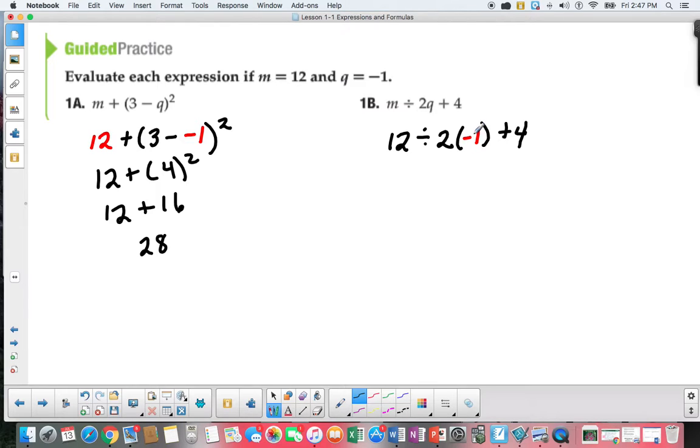Again, I want to do multiplication and division in order from left to right, which means I have multiplying and dividing here, so I have to go from left to right, which means I have to do the 12 divided by 2, which is 6, and then I must do multiplication before addition, and then the answer is -2.